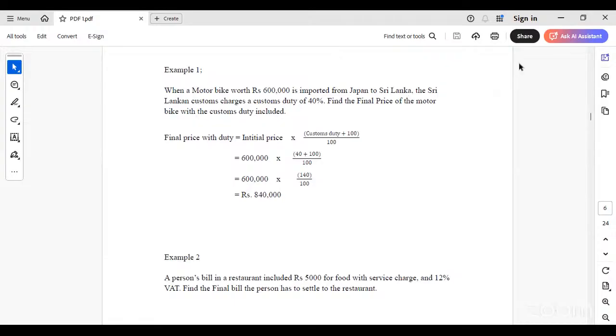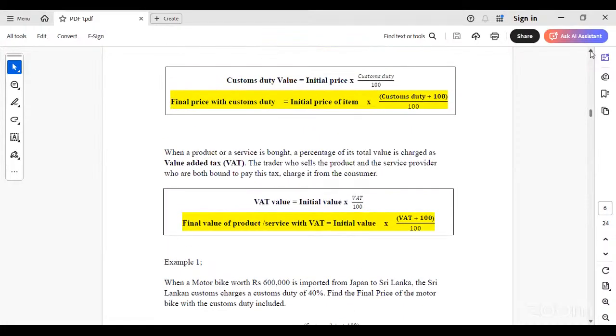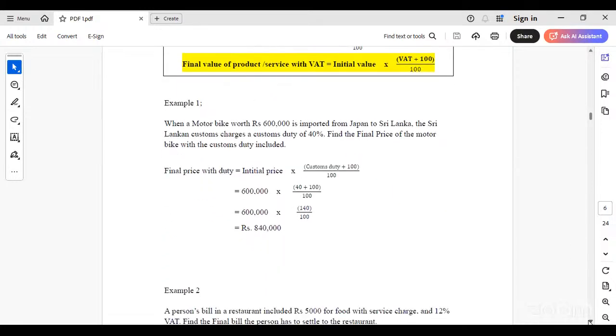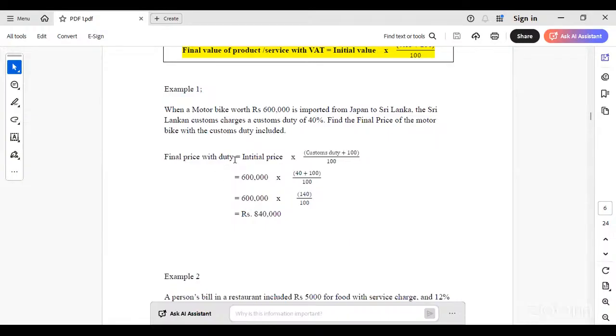So which equation should be used from this customs duty value? Now in these two equations, which one should we use? We have to use this second one. Why? Because they ask the final price with the customs duty, right? So we have to use the second equation. The final price with duty is equal to the initial price times custom duty plus 100 over 100. So the initial price here is 600,000 times the customs duty rate here is 40% plus 100 over 100.